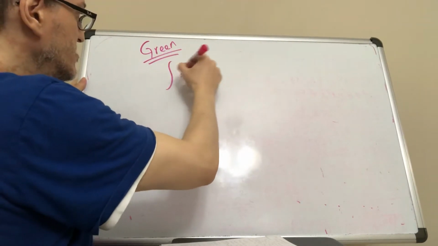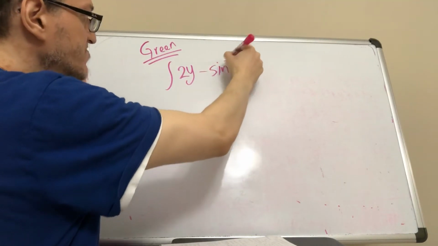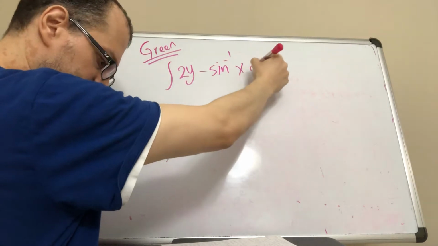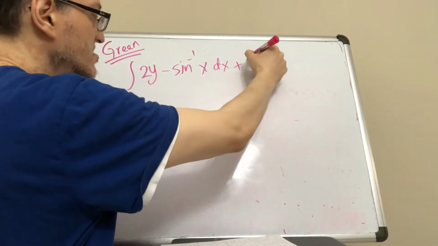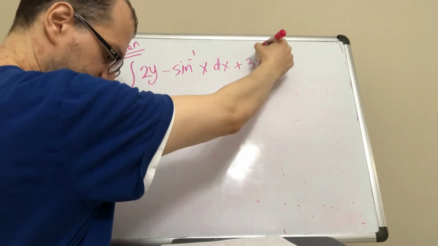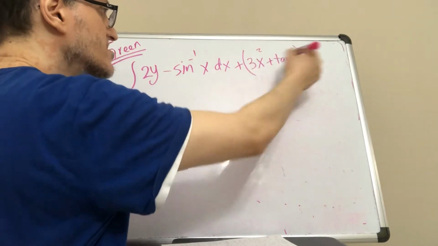It's the integral of 2y sine inverse dx, plus 3x squared tan y dy.